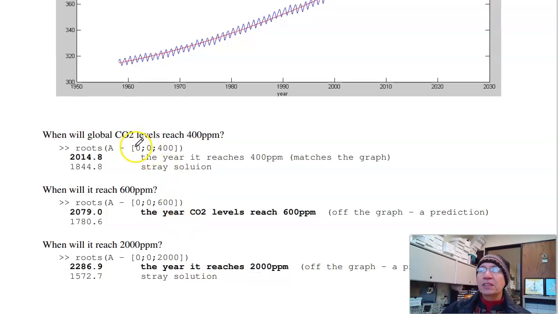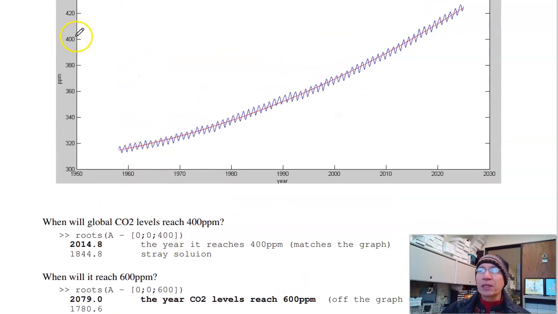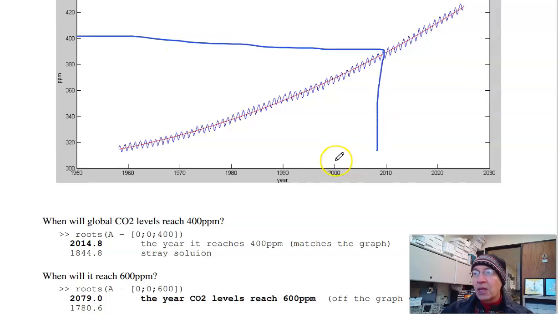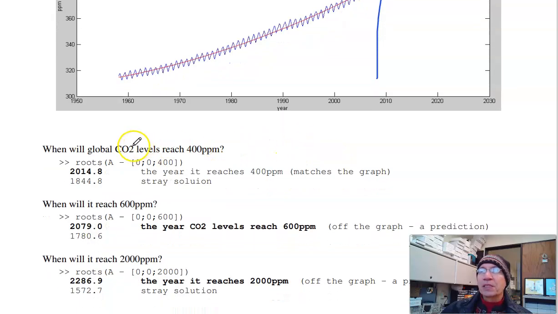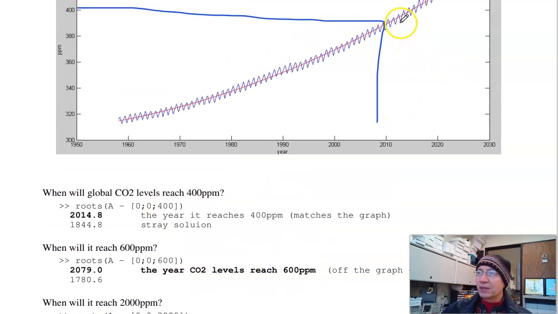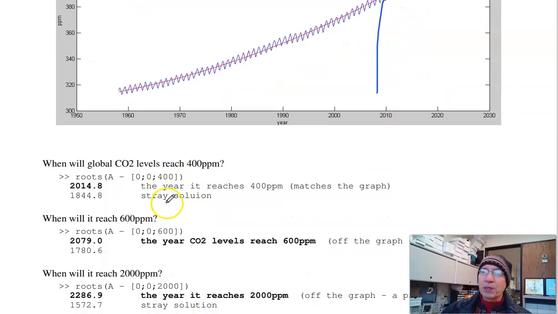Once I get the data, I can start asking questions. Like, when is the CO2 level going to reach 400 parts per million? Well, I can just sit there and go over here and look at it. I can also do that in Matlab. That's the roots command. Roots finds when a function equals 0. To do function equals 400, I'll just shift it by 400. So this is year squared, year, and 1. And year 2014, right here, go draw the line straight, is when it'll be 400 parts per million.